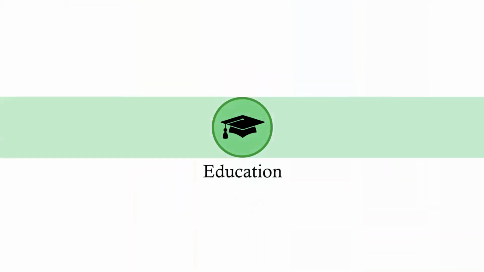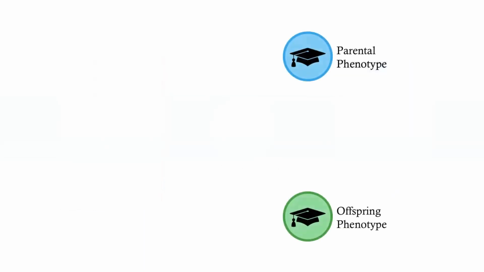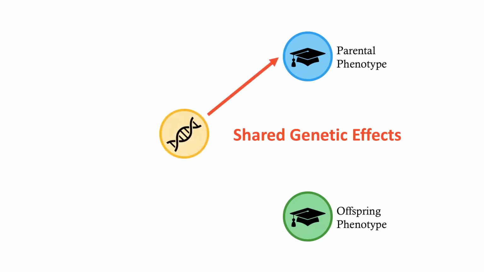To answer that, we can use education as an example, given that there is a large heap of evidence demonstrating that highly educated parents tend to also have highly educated offspring. So if we take the parent and offspring education phenotypes here, we can pinpoint a couple of different explanations for why they might be similar to one another. The first and perhaps most obvious of which is just shared genetic effects. So the parent has a strong genetic predisposition for higher education, which they transmit to their child, giving their child that same genetic predisposition. Easy enough.